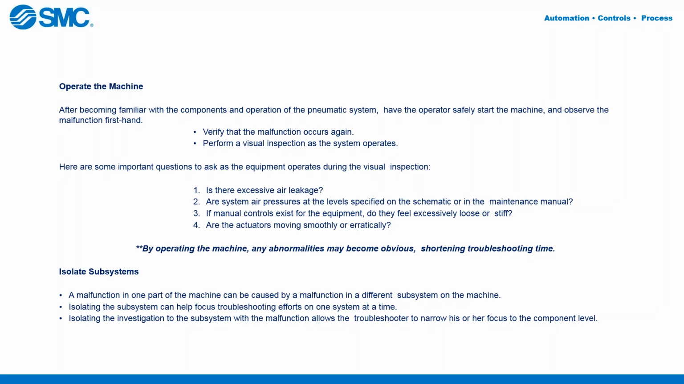If it's not obvious, then you may have to start going step by step, isolating subsystems to determine if the malfunction in one part of the machine was caused by some other subsystem on the machine. It's possible that a low force or low pressure could have been caused by even an adjacent machine or some other event in the facility. So isolating the investigation down to the subsystem with the malfunction lets you get eventually down to the component level.